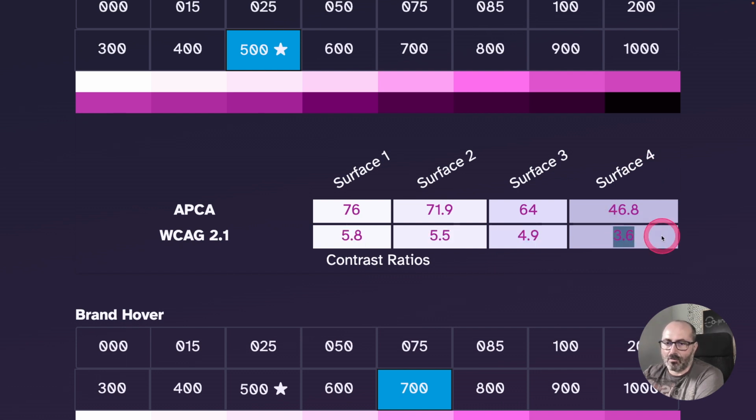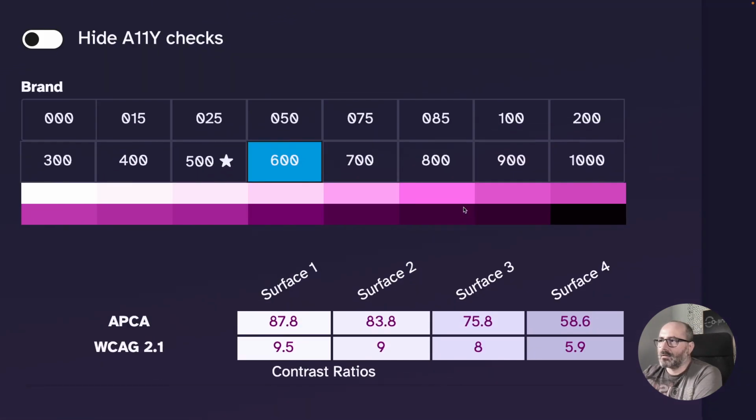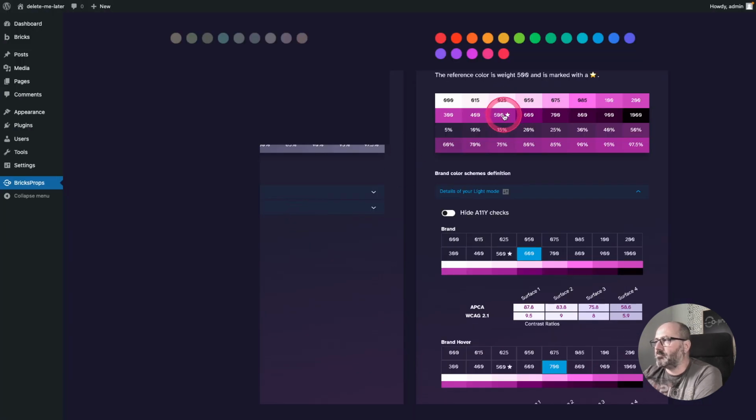So you can either avoid using it over surface 4, or you can choose to go for a darker shade, maybe this one, and this one will be AAA over 1, 2, and 3, and AA over surface 4. So we can see that if we select 600 for our brand color, we get a 9.5 to 1 ratio against surface 1. And this is a sort of pink color.